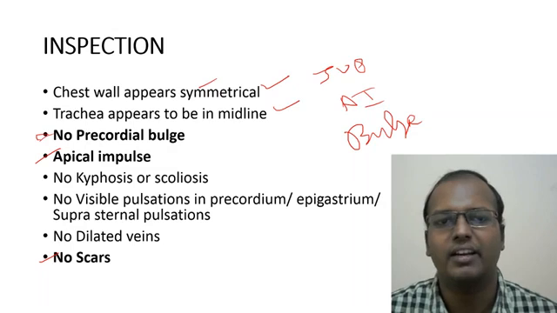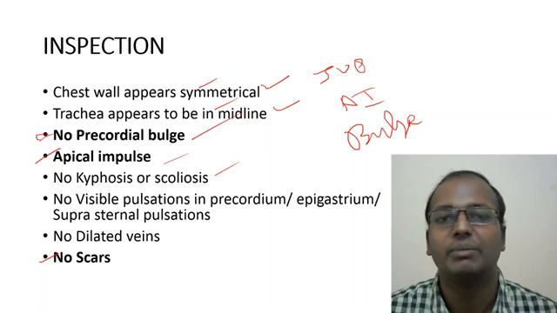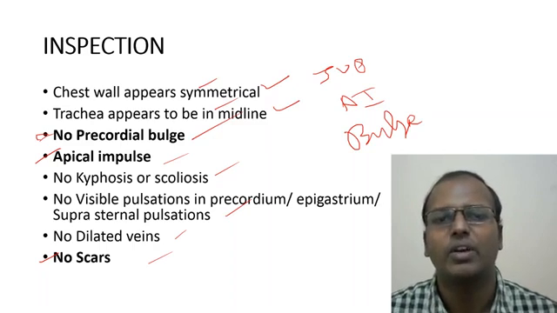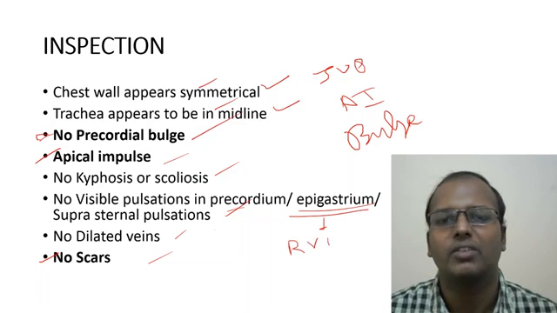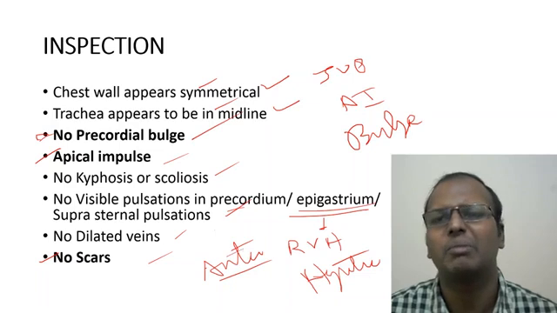So chest wall appears symmetrical, trachea appears to be in midline, precordial bulge, apical impulse, kyphosis or scoliosis, visible pulsation. If there are no other visible pulsations you can mention that, and dilated veins or scars. Visible pulsations can be in aortic aneurysm or dilated pulmonary artery. These are the conditions which can produce a visible pulsation in specific areas. In the epigastrium, it can be due to RV enlargement, RVH, sometimes due to hepatic pulsation as well, sometimes due to aortic pulsation. Patients with aortic aneurysm, and sometimes in lean individuals, it can be normally visible as well.